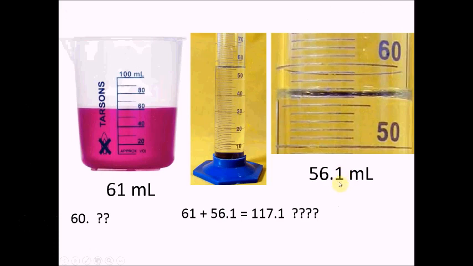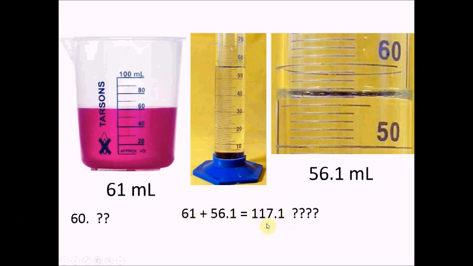So that 0.1 is the guess. We know it's at least 56. Maybe it's 56.1, maybe it's 56.2. You know, we're not really sure about this 0.1. So, can we combine our tranquilizers and just say, okay, well, we've got 61 here, 56.1 here. We must have a total of 117.1 milliliters. That's simply how we would add.